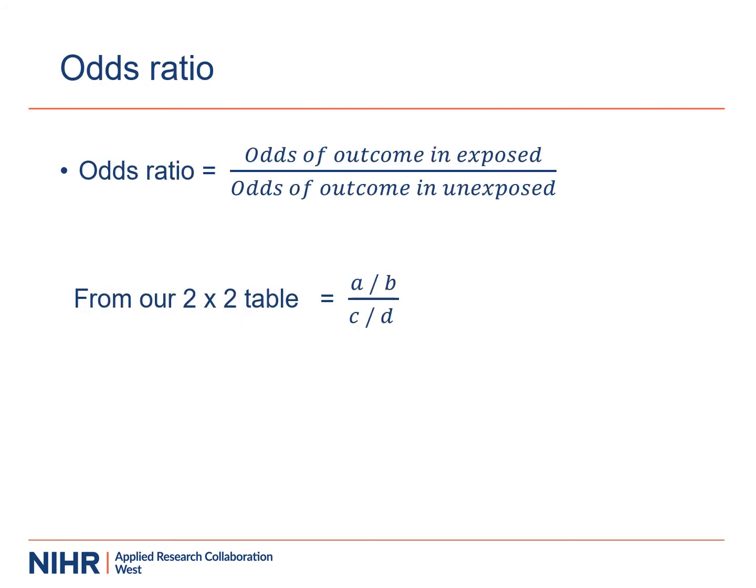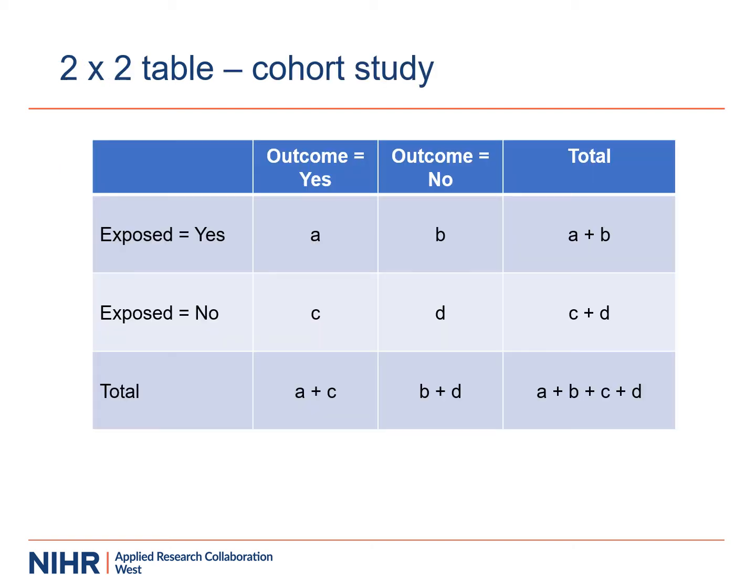So just like how we can use risks to calculate risk ratios, we can also use odds to calculate odds ratios. So an odds ratio is calculated by the odds of an outcome in the exposed group divided by the odds of the outcome in the unexposed group. And from our 2 by 2 table we saw earlier, this is A over B divided by C over D. So just a quick reminder of how our 2 by 2 table is laid out. To calculate the odds, we just need the 4 numbers in the centre of the table, our A, B, C and D. And we don't need to worry about the totals.